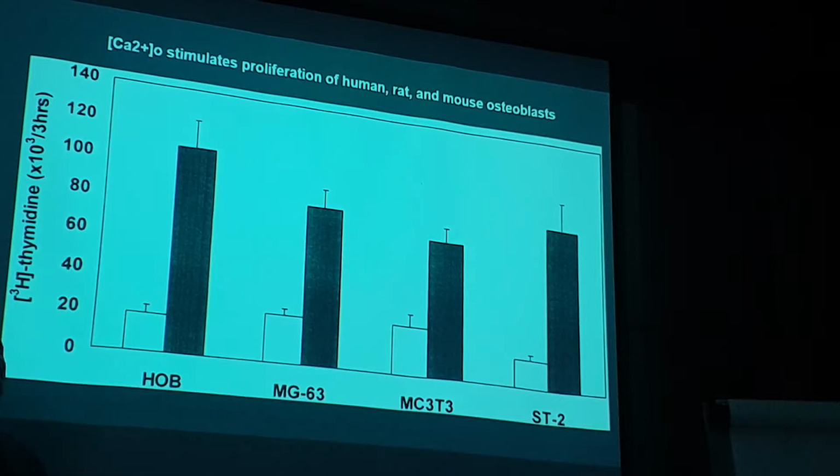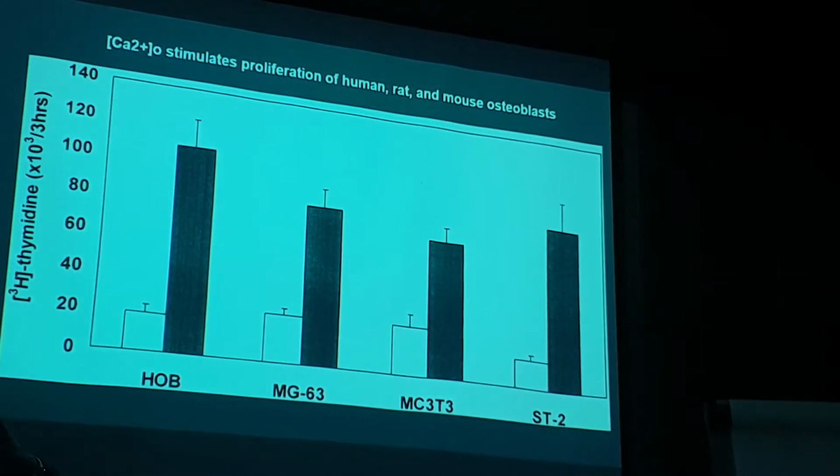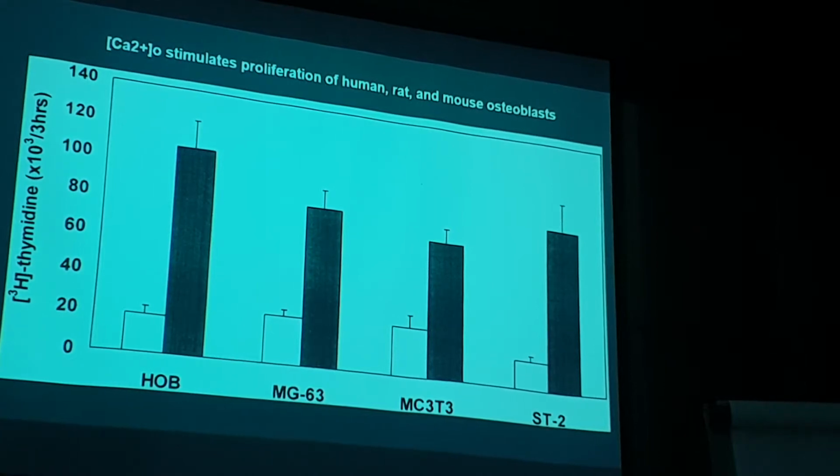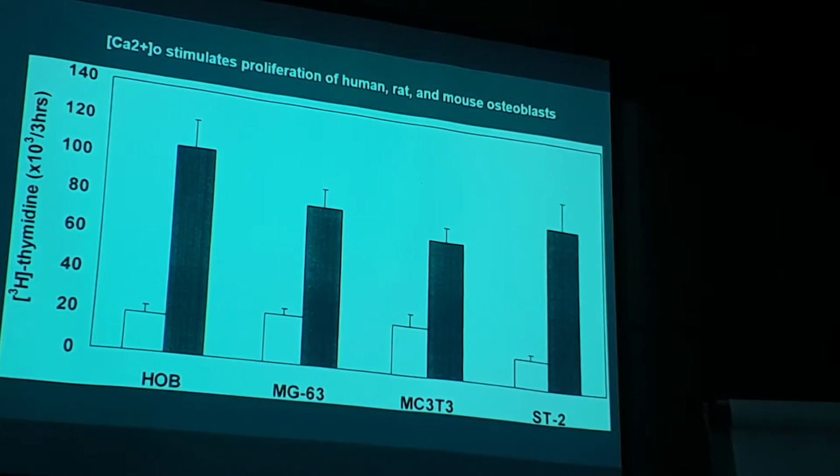Where do these osteoblasts come from? Some of them come from bone, some of them come from the medullary circulation that brings in cells, and the rest of it comes from the periosteum, the undifferentiated stem cells in the periosteum.